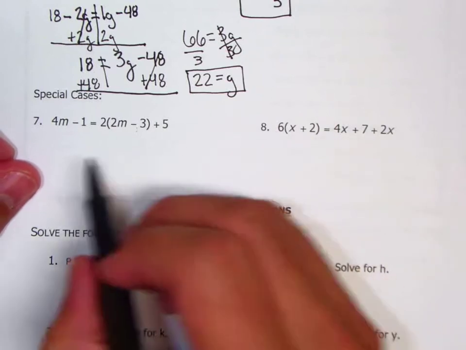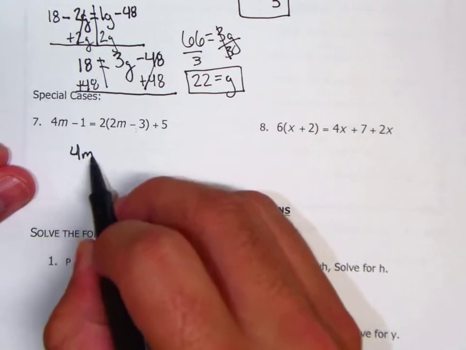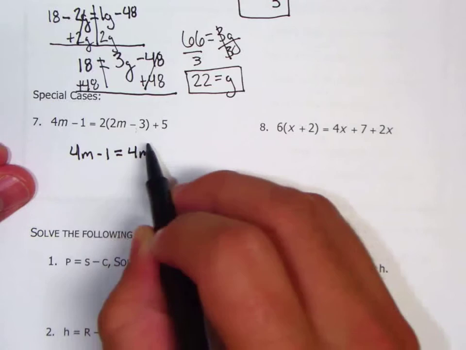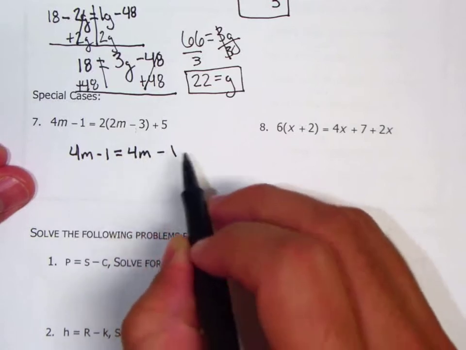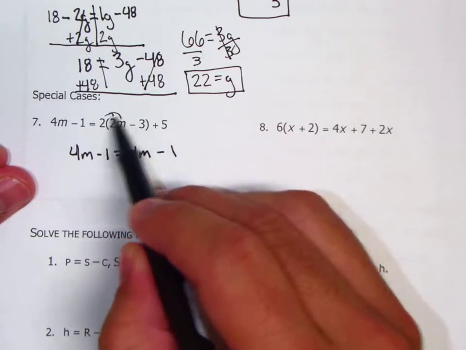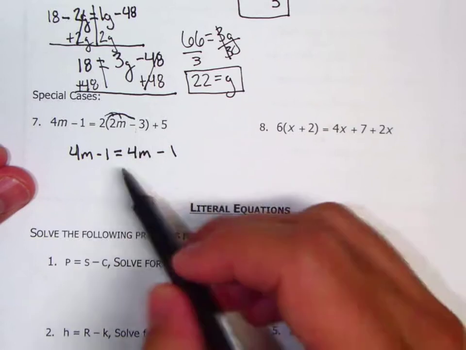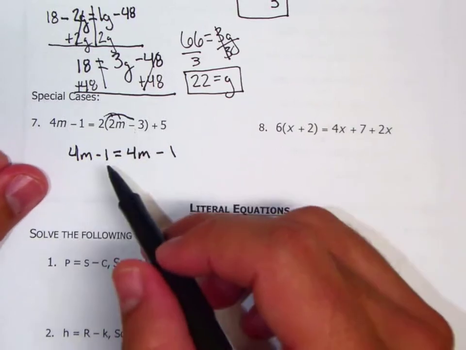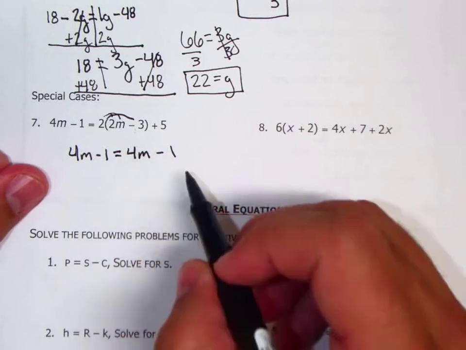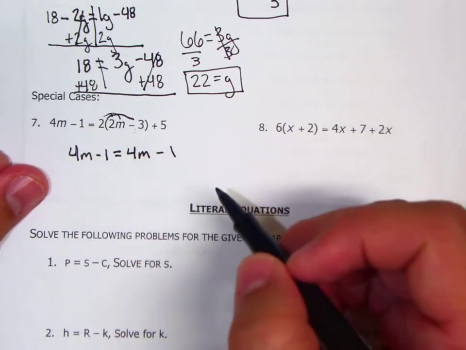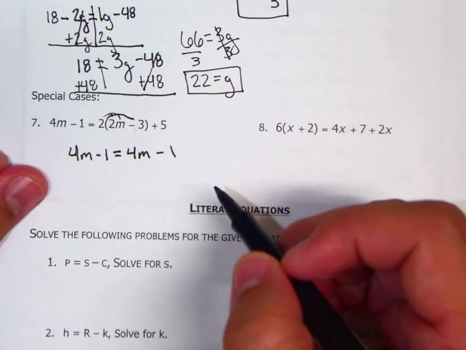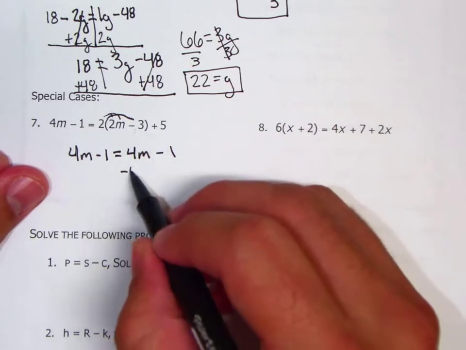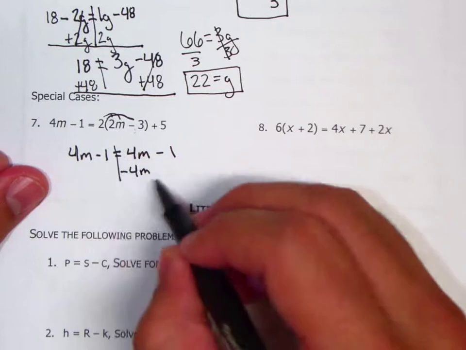When I do this problem here, I get 4m minus 1 equals 4m and then minus 1. So after I distribute, I get this. Now here's the problem, because I told you move your m's to the side that has the bigger m. But when you look at them, wait a minute, they're the same. 4m and 4m are the same. Now, if you didn't know any better, you would go, okay, well, I'm going to just try to move the 4m to the other side.